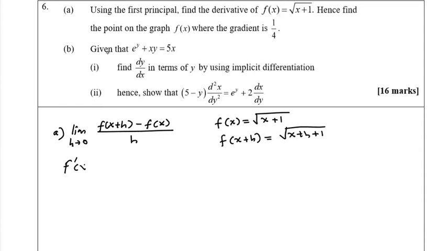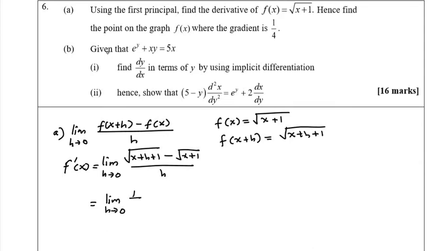Okay, so f'(x) is equal to the limit as h approaches 0 of f(x + h), which is √(x + h + 1), minus f(x), √(x + 1), over h. To make it easier for us to simplify, I'm going to put 1 over h as the coefficient. So we have 1 over h here, and then √(x + h + 1) minus √(x + 1).